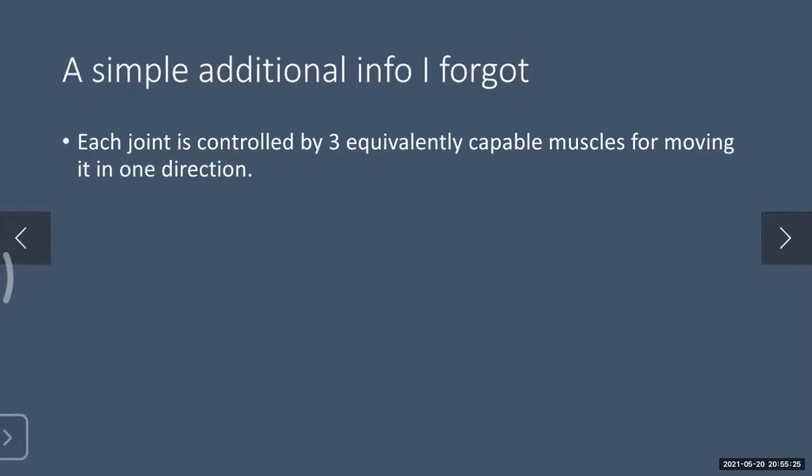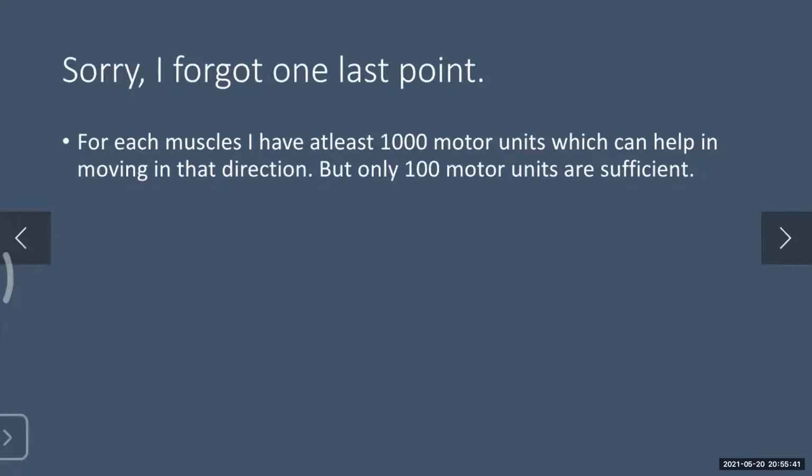So altogether it comes somewhere around 7,000. No, we don't take 3 in each level because each level we have already spoken, right? So it probably multiplies by 3, for example, right? And for each muscle, I have at least 1000 motor units, which can help in moving in that direction. But only 100 motor units are sufficient. Okay.